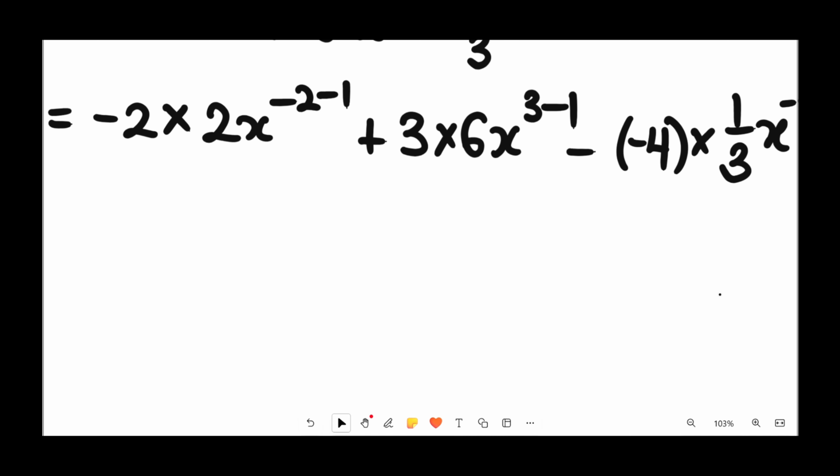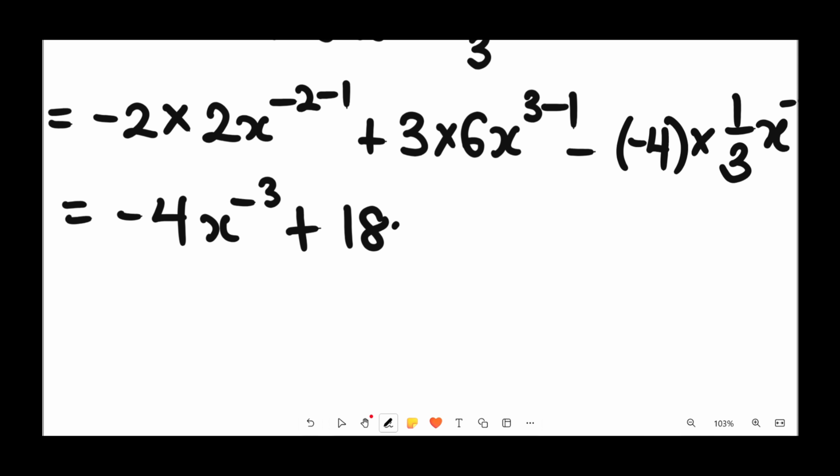So let us continue. This part becomes negative 2 times positive 2, which gives us negative 4x. Then the power is negative 2 minus 1, so we are going to get negative 3. Then the second part, we have 3 times 6, which will give us 18. Then x having a power of 3 minus 1, so the power becomes 2.